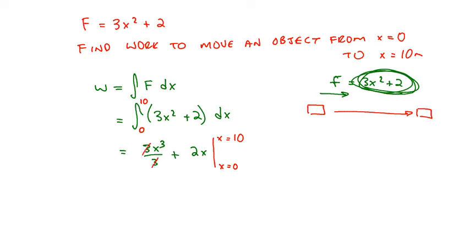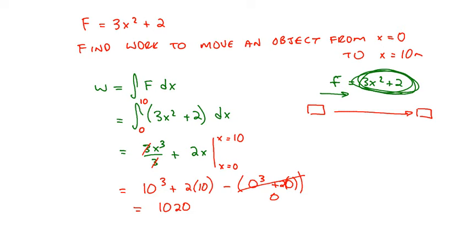The 3's cancel out, so let's get rid of that. And I'd have 10 cubed plus 2 times 10. I've put the upper limit in. I subtract whatever happens when I put the lower limit in, but it being 0, that's not very interesting. So this is all 0. And 10 cubed would be 1,000. 2 times 10 would be 20. And so right there, I'd have 1,020 joules of work to do that.